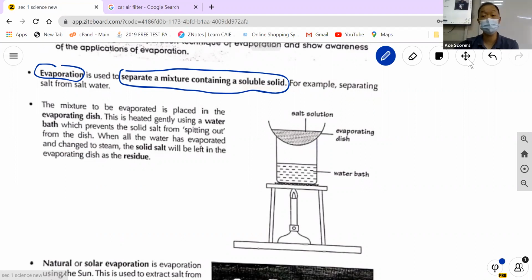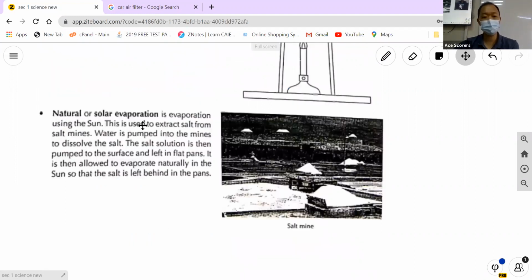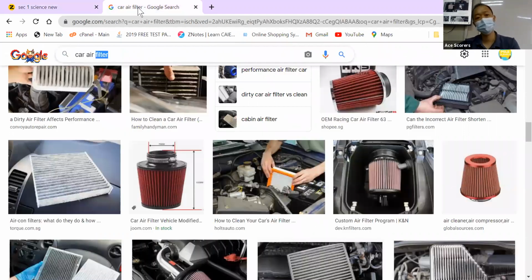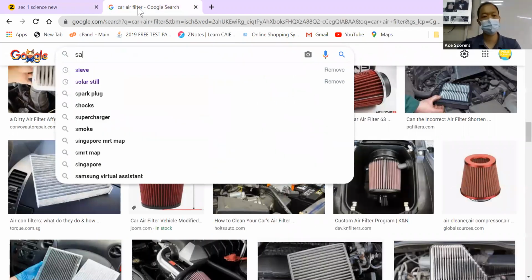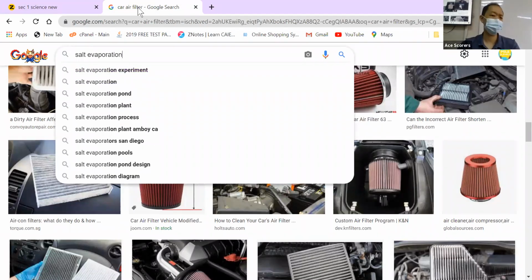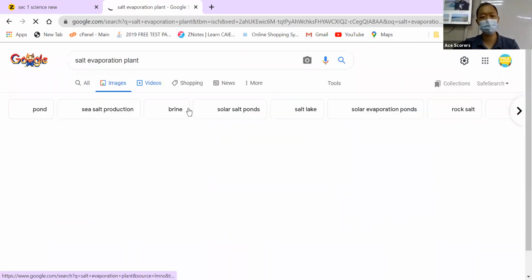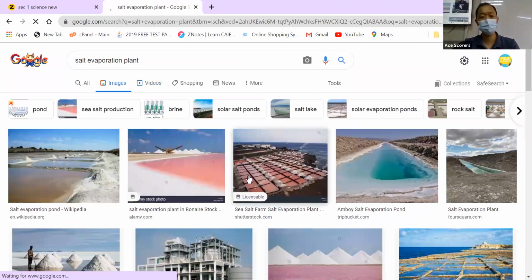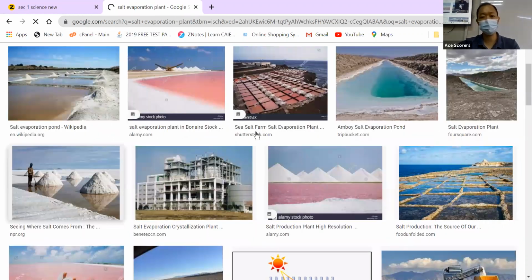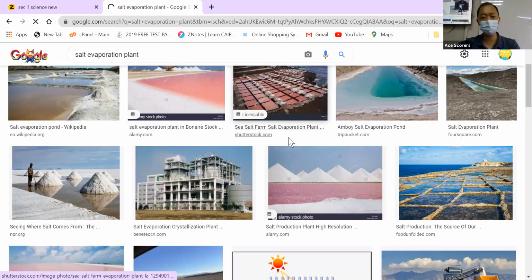So this is called the evaporation technique. Okay, natural or solar evaporation. So this is how we get our salt. Evaporation plant, is it called plant? How we get our salt? Yeah, okay, all this plant. This is how we get the salt. Sea salt farm. It's really pink in color.